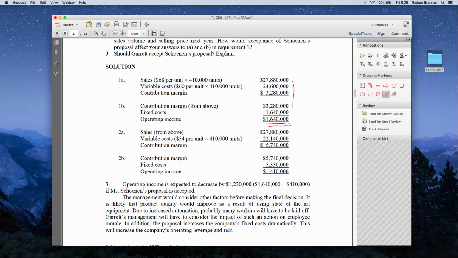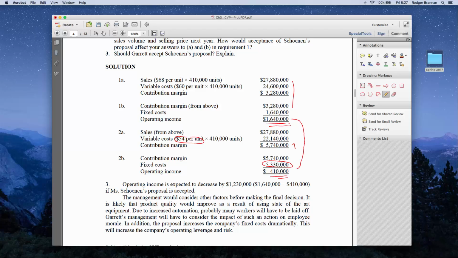Assumption number two says, look, total sales don't change. There's still going to be 410,000 units, same as $68. But what's going to change is this is going to go down from 60 to 54. So my total variable costs are going to go down. Therefore, my contribution margin will go up. However, fixed costs are increasing by a significant amount too, namely in the amount of 5,330,000. So when I subtract that from my contribution margin, my operating income in this case is only 410,000.